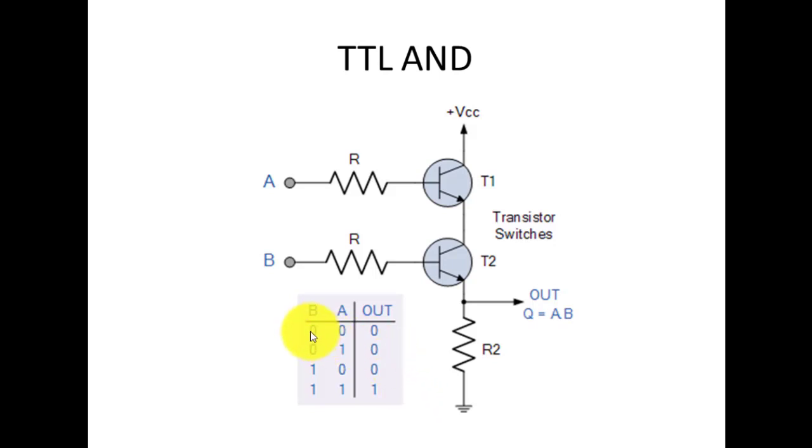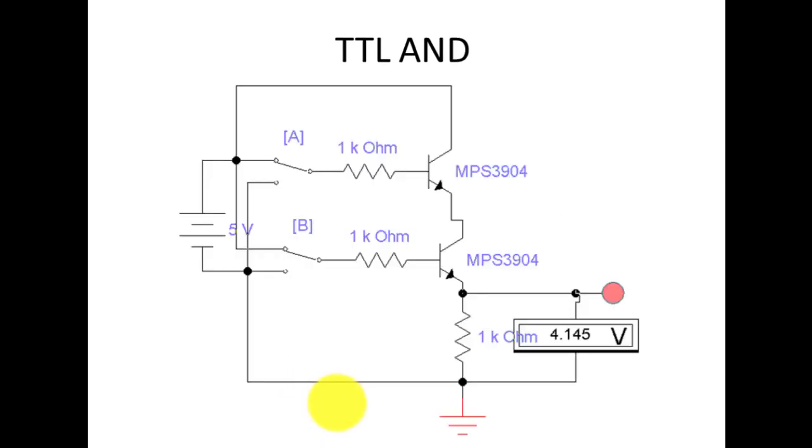So you can see that at the combination 0 0 the output is 0. At the combination 0 1 the output is 0. At the combination 1 0 the output is 0. At the combination 1 1 the output is 1.